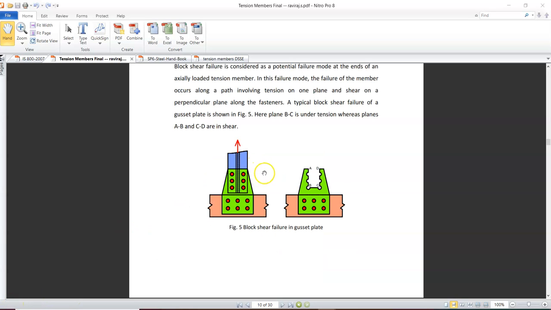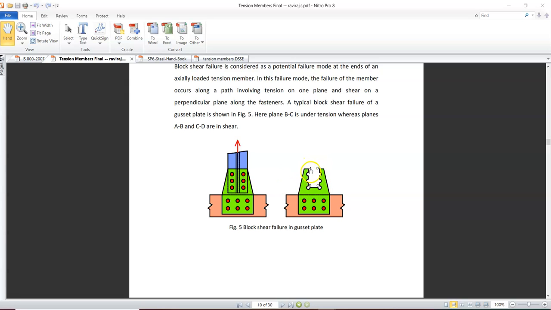Now coming to the last type of failure, that is block shear. When you scroll down these notes and refer to figure 5 of the same notes, say a tension member is subjected to tension force, you can see that a portion of the element has come out of this gusset plate connection. This we call failure by block shear. To be more precise, block shear is failure by shearing and tension.